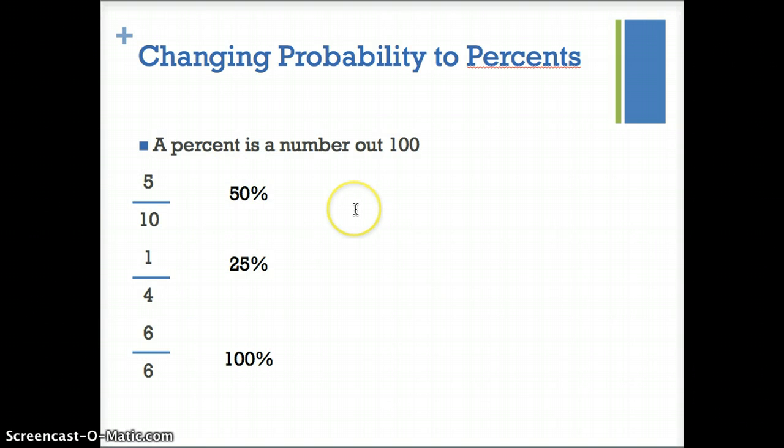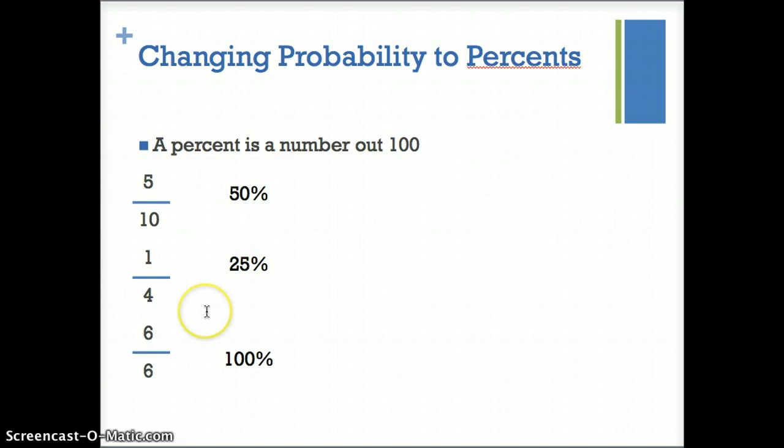The next thing we're going to cover is changing the probability to percents. A percent is a number out of 100. So the first fraction or probability is 5 out of 10. This can also equal 50 out of 100 since a percent is out of 100. So this will equal 50%.